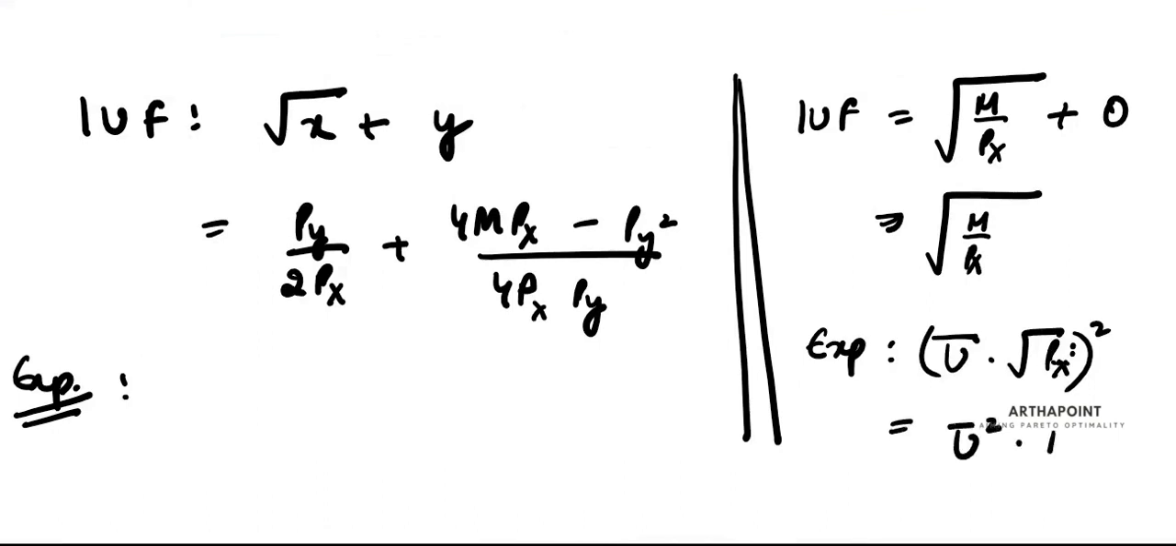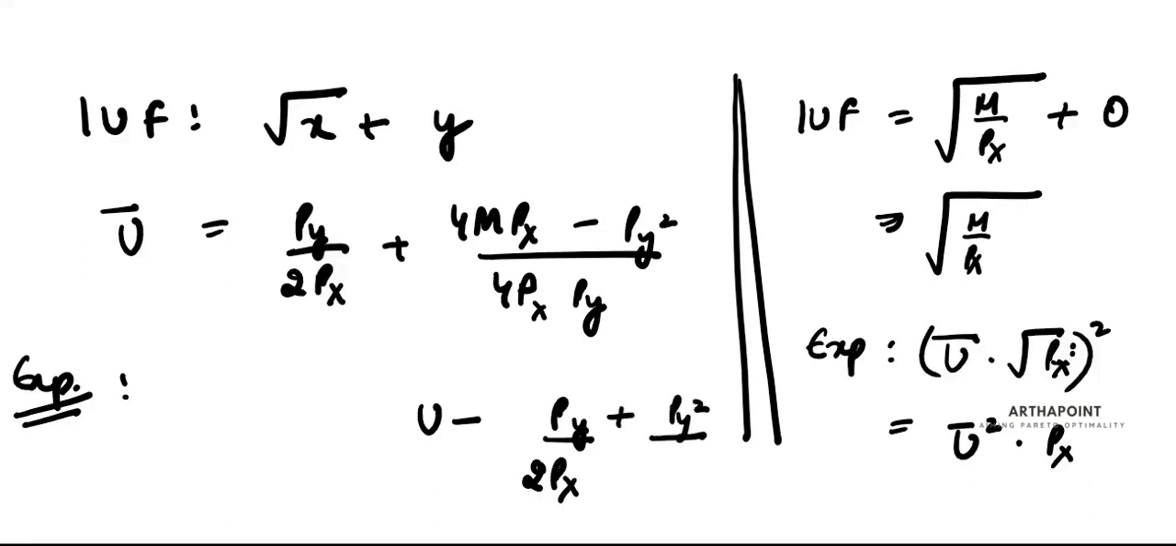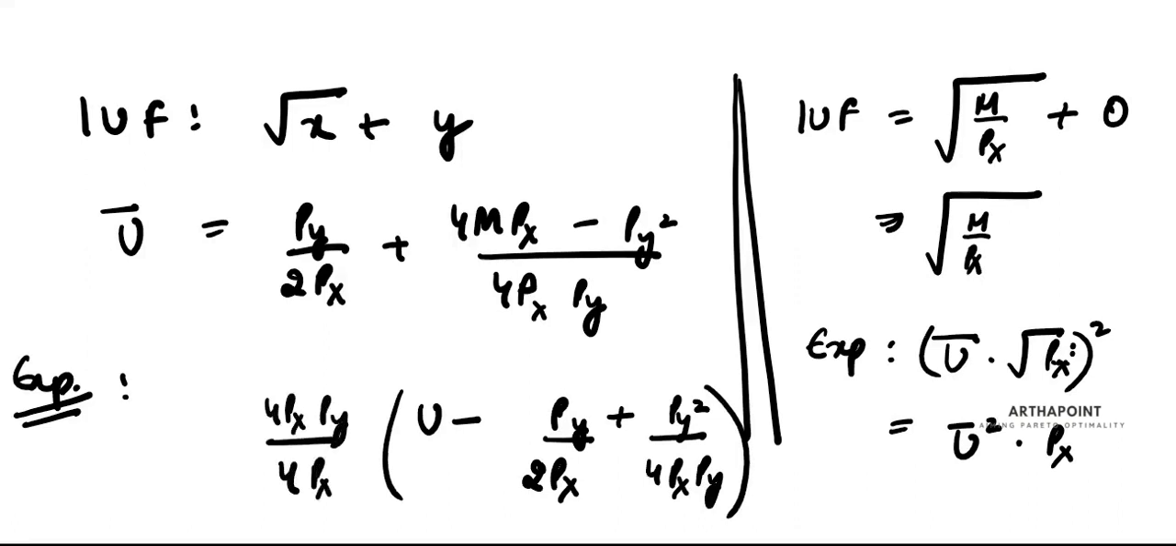So u bar square into px. Here also you can find your expenditure function. Equate this to u bar. So it will be u bar minus py by 2px plus py square by 4px py into 4px py by 4px. This will be your value of income. So this will be your indirect utility function.